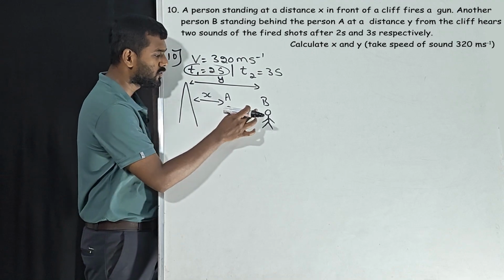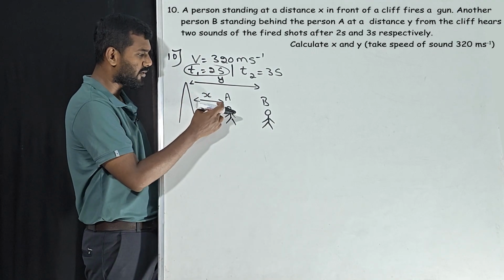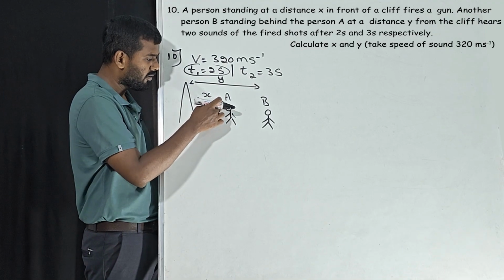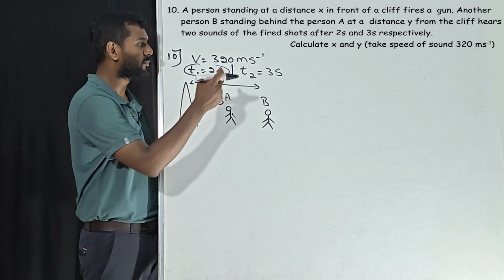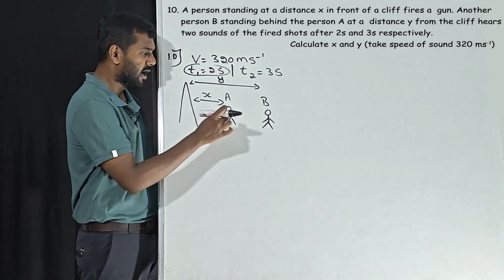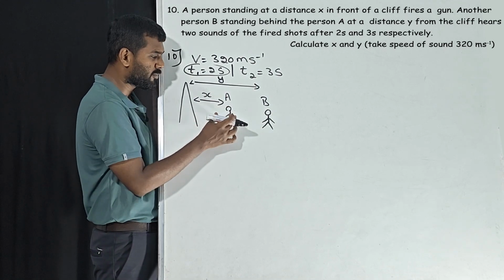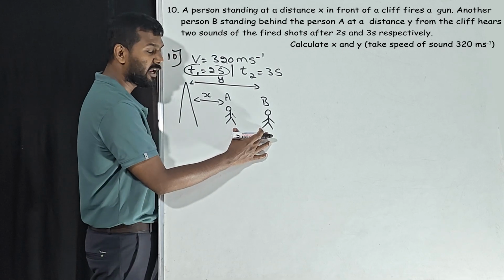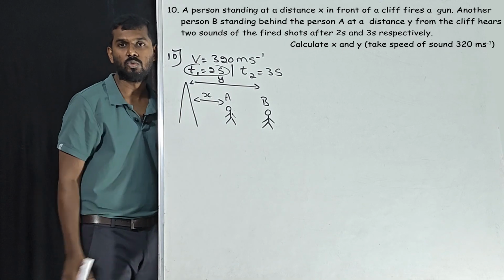Why? Because to travel directly it requires less time. The sound also travels in the other direction, goes to the cliff and comes back, so it requires more time. So for the echo-related concept, we use T2. The sound traveling directly from person A to person B is not echo related, so the time is 2 seconds.